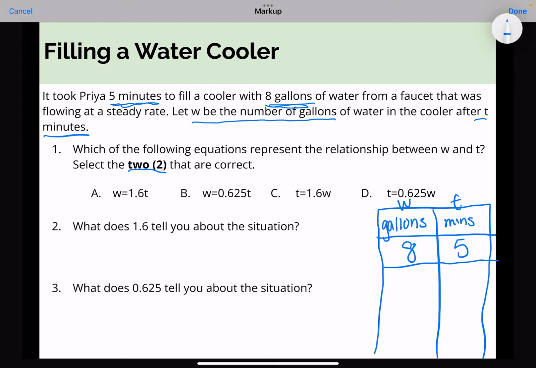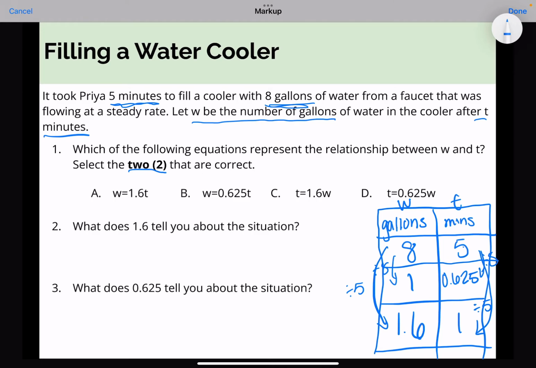Okay, so they got 1.6 and 0.625 from the constants of proportionality. The constant of proportionality will always be the number in your equations. So we just need to figure out which constant is coming from which side of the table. So I'm going to bring my gallons down to 1. And to do that, I'm going to divide both sides of my table by 8. 5 divided by 8 is 0.625. I'm now going to bring my minutes down to 1. To do that, I'm going to do 5 divided by 5, and then I'm going to take 8 and divide it by 5. 8 divided by 5 is 1.6.